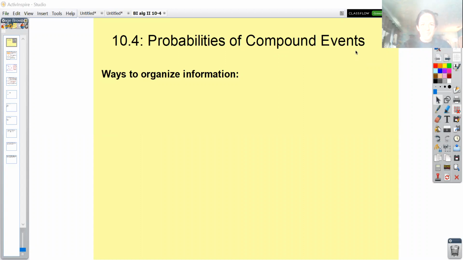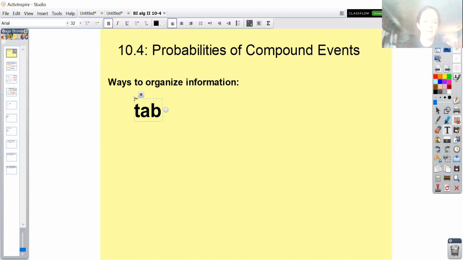We're working on today probabilities of compound events. And so part of this is going to be a little bit of review from 10.1 to 10.3, but then most of it's going to be new and working with some Venn diagrams. So we're looking at ways to organize information, which we had already talked about before. We have several ways that we can organize information.